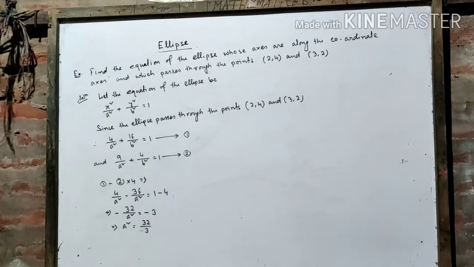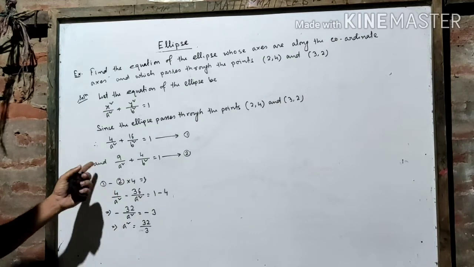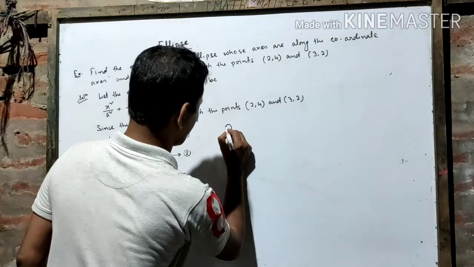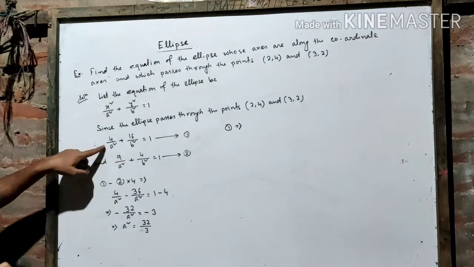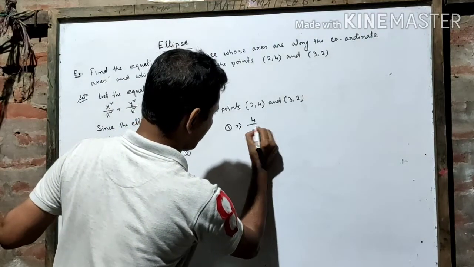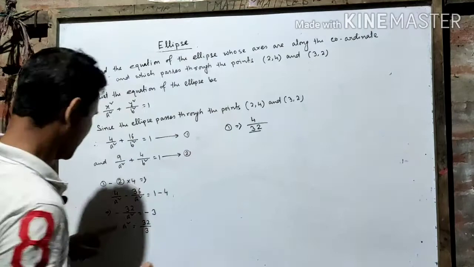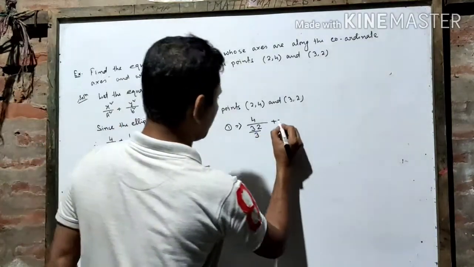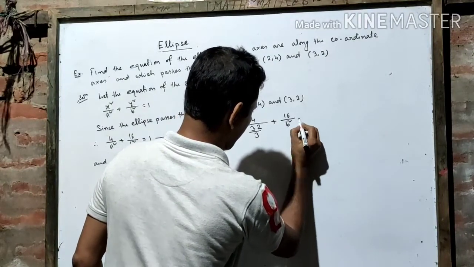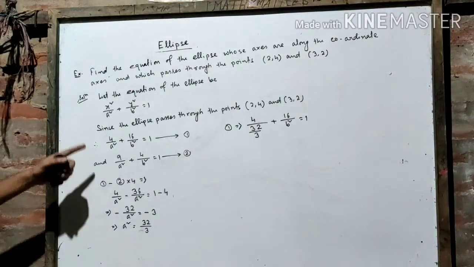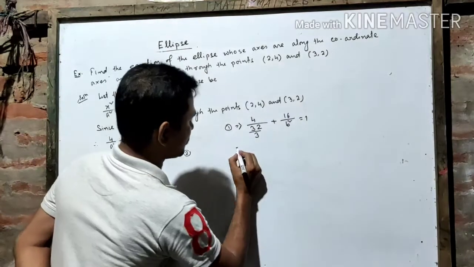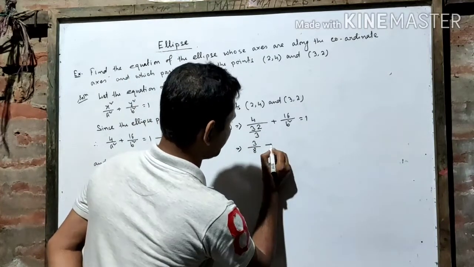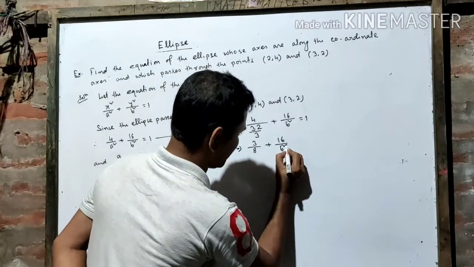From this, we will find the value of b square by substituting the value of s square in any one of these equations, say in equation 1. So, 1 implies 4 by 32 by 3 plus 16 by b square is equal to 1. Okay, just by putting the value of a here. So, this will be 4 into 3 by 32, which is 3 by 8, plus 16 by b square is equal to 1.